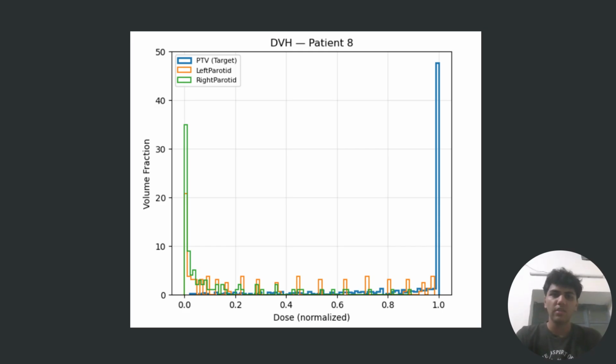You can also see that the orange and green curves, these represent the salivary glands, as I've already told. Most of their volume sits around very low dose values. In particular, you can notice the tall green peak right near zero. That spike means that the majority of the right parotid gland receives almost no radiation at all. Clinically, this is a very desirable metric because it reflects excellent organ sparing and directly translates to better preservation of saliva production and patient quality of life.